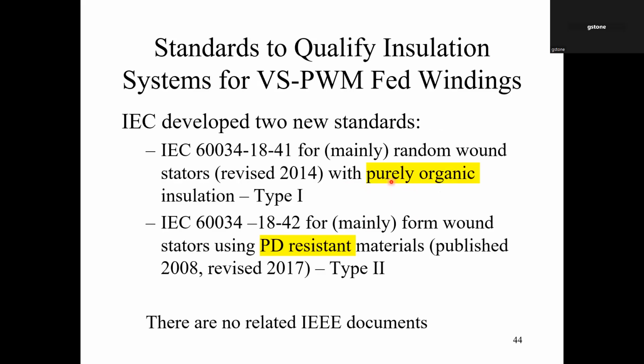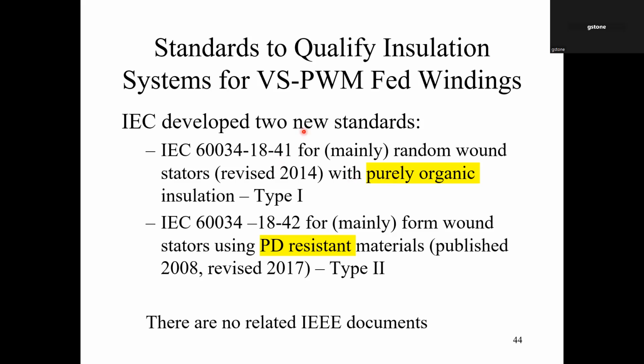Okay, and I see I'm pretty much at the end of time, so this is essentially my last slide. The industry, first with the random wound machines, and then secondly with the form wound machines, the motor manufacturers realized they had to do something to address these issues because they could result in premature failure fairly quickly if conventionally designed machines were connected to these converters.